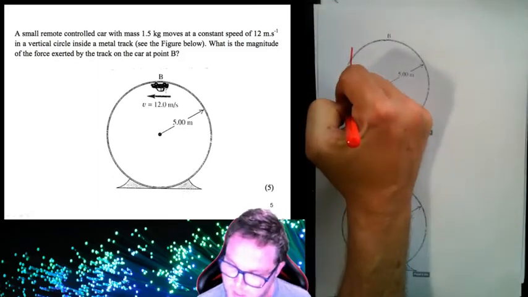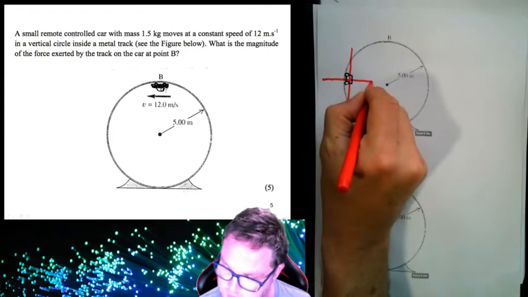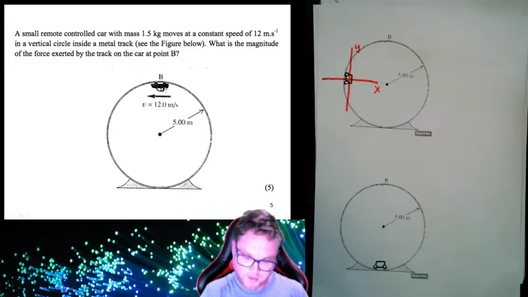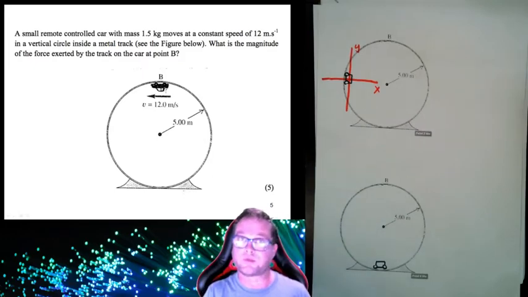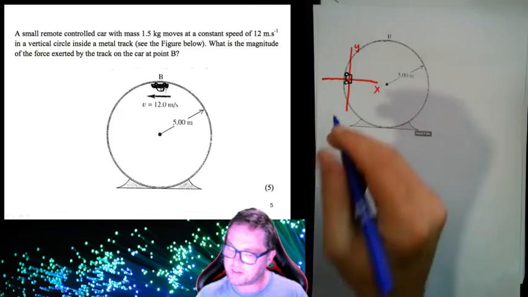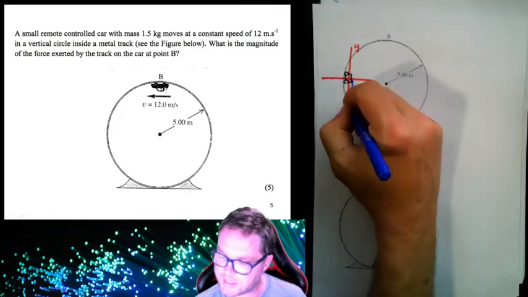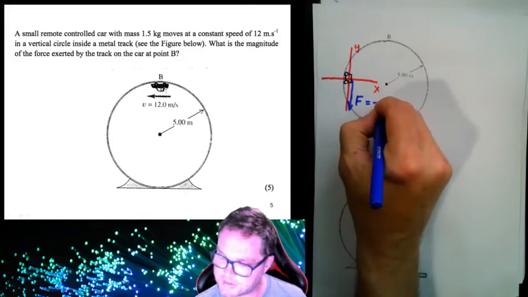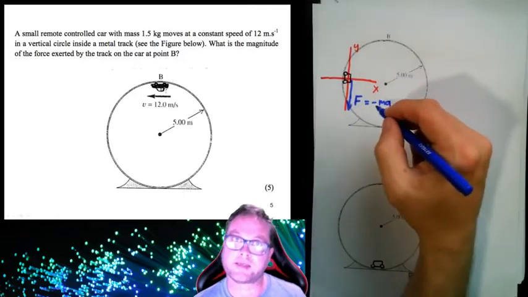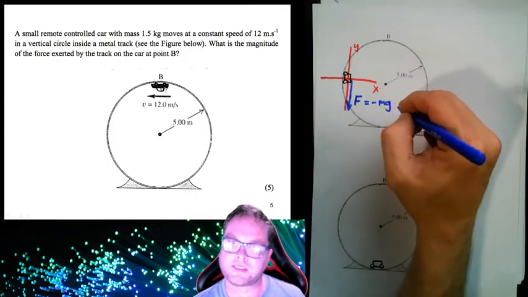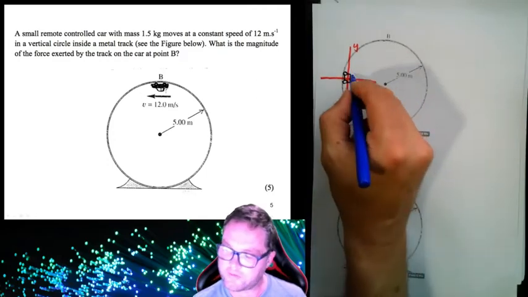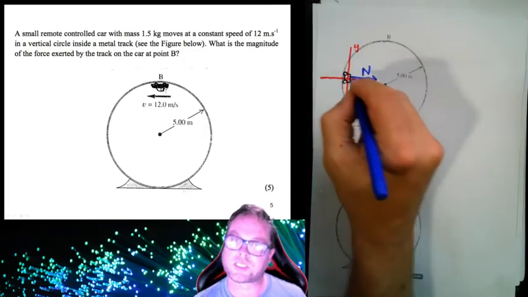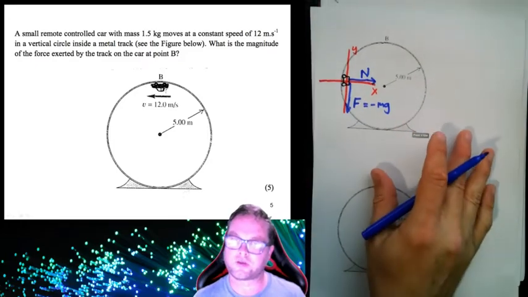You will start by defining your axes. We'll have the x-axis and the y-axis. The next step is to draw in the individual forces acting. So we'll have the force of gravity acting downwards, and this is going to be F equal to minus mg, where the minus indicates that it's operating in the negative j hat direction. The second force acting on the car is just going to be the normal force, which acts perpendicular to the track on the car.